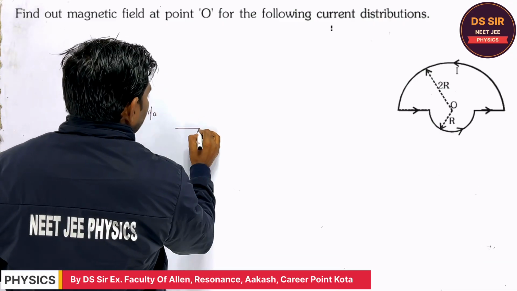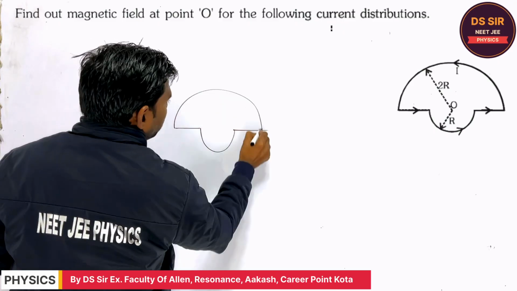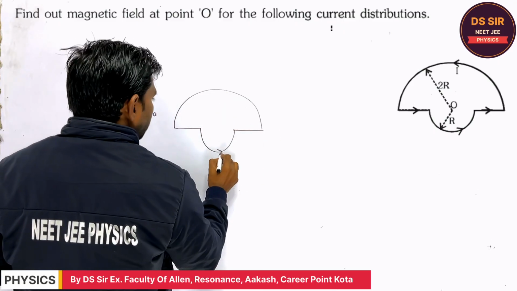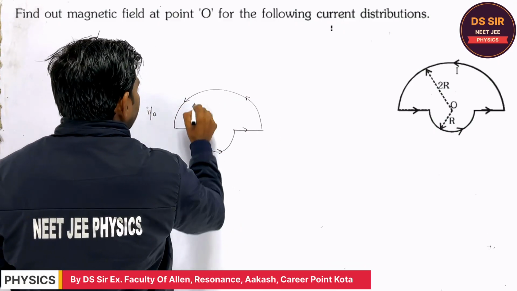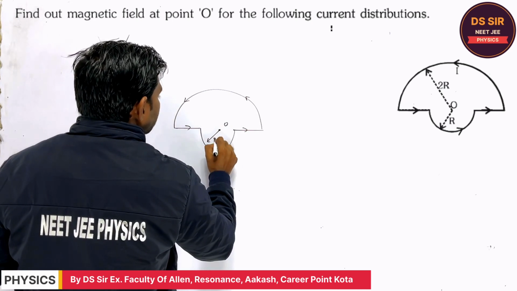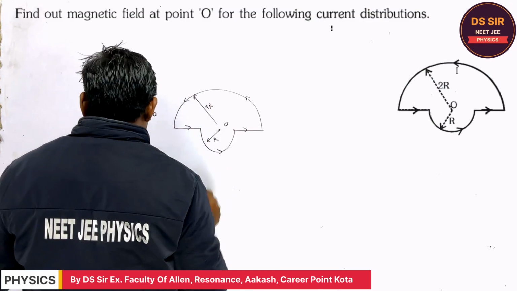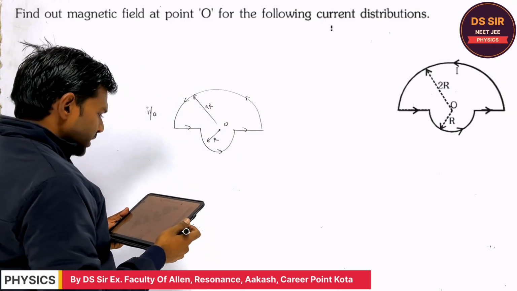Here, this is the small semicircle. This is the big semicircle. The current is flowing like this. Is it clear? And this is O, radius R. This is capital R. This is 2R. We have to find the magnetic field at this point. Is it clear or not, you tell?